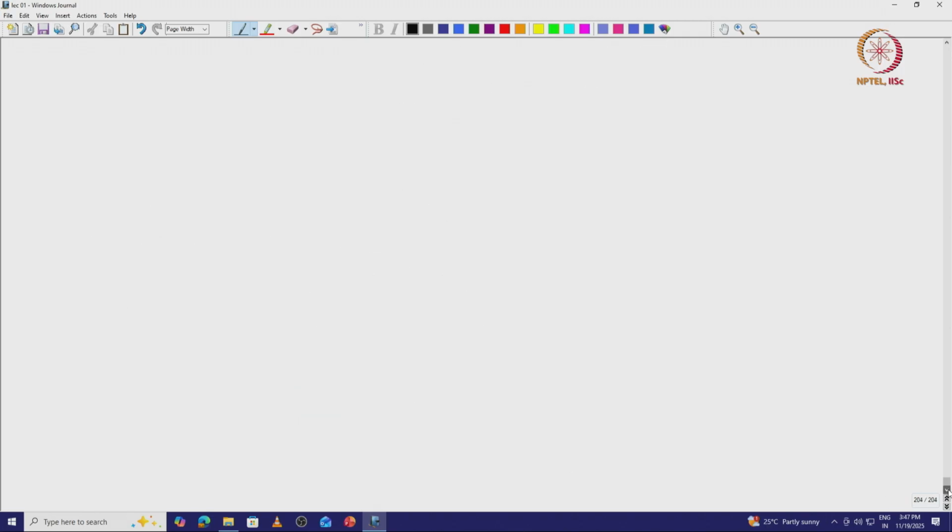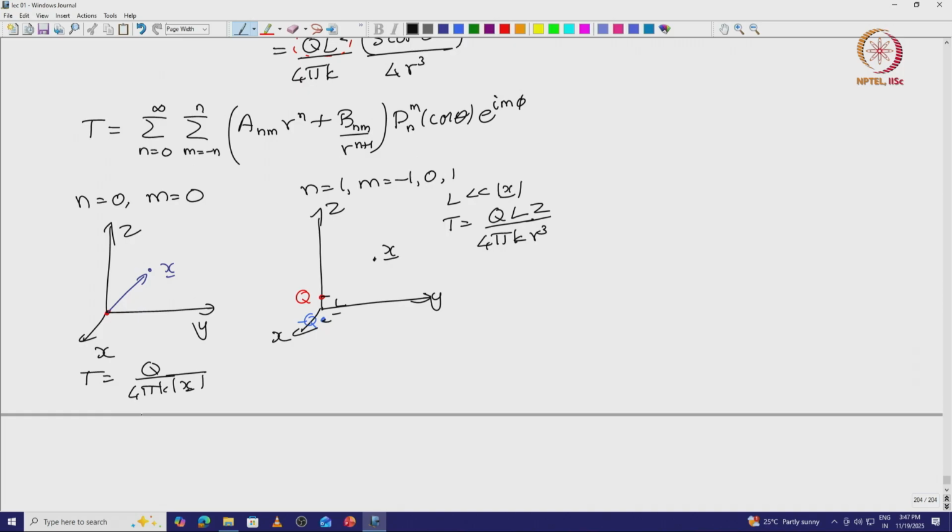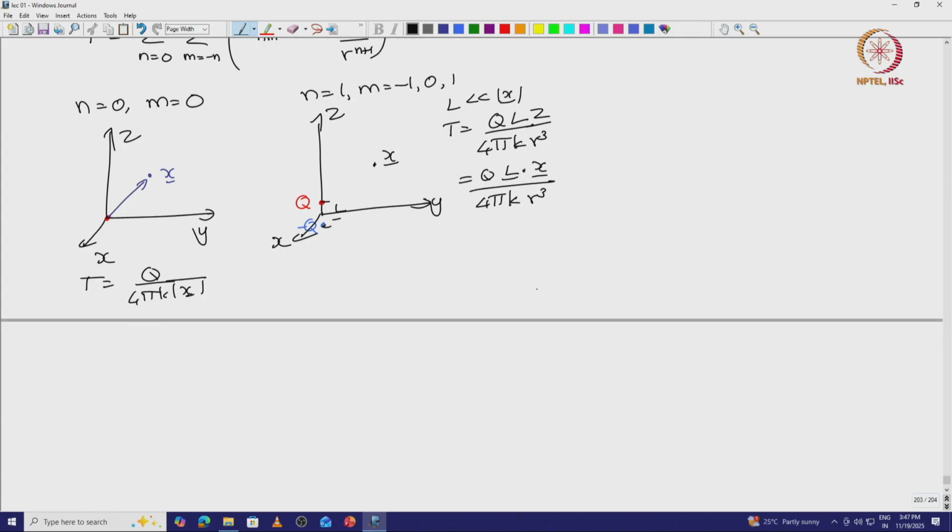This, as you know, we had done by an expansion using the superposition principle, in the limit where L is much smaller than x. And I showed you that you will get 3 solutions. If the separation is along the z direction, you will get q L z by 4 pi k r cubed. If the separation is along the x direction, you will get q L x by 4 pi k r cubed. And if the separation is along the y direction, you will get q L y by 4 pi k r cubed. In general, this can be written as q into L dot x over 4 pi k r cubed. That is the general solution.